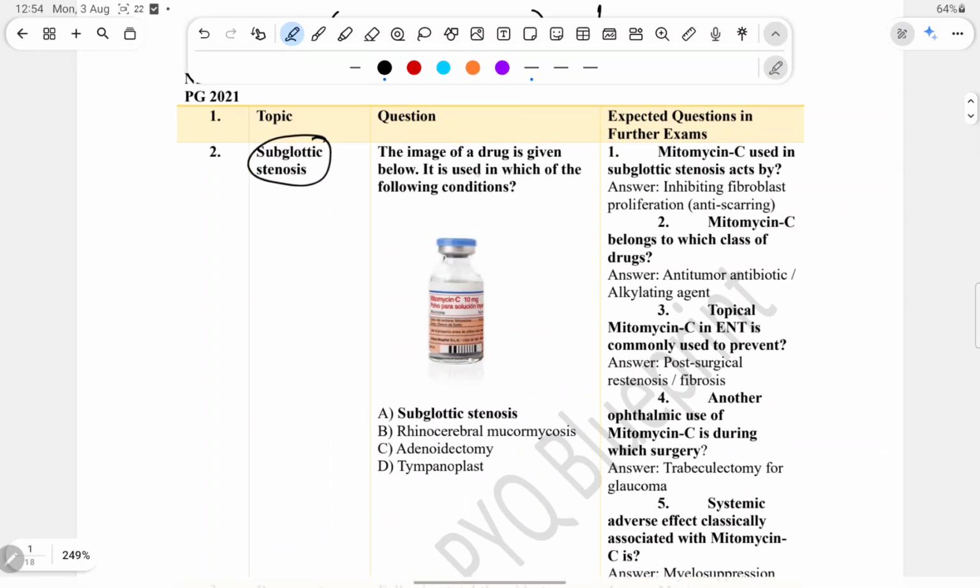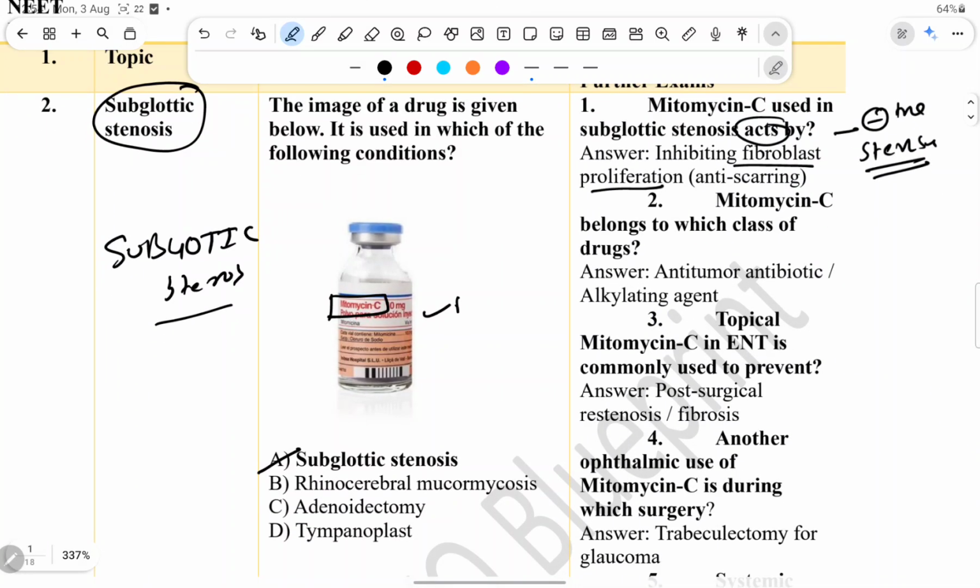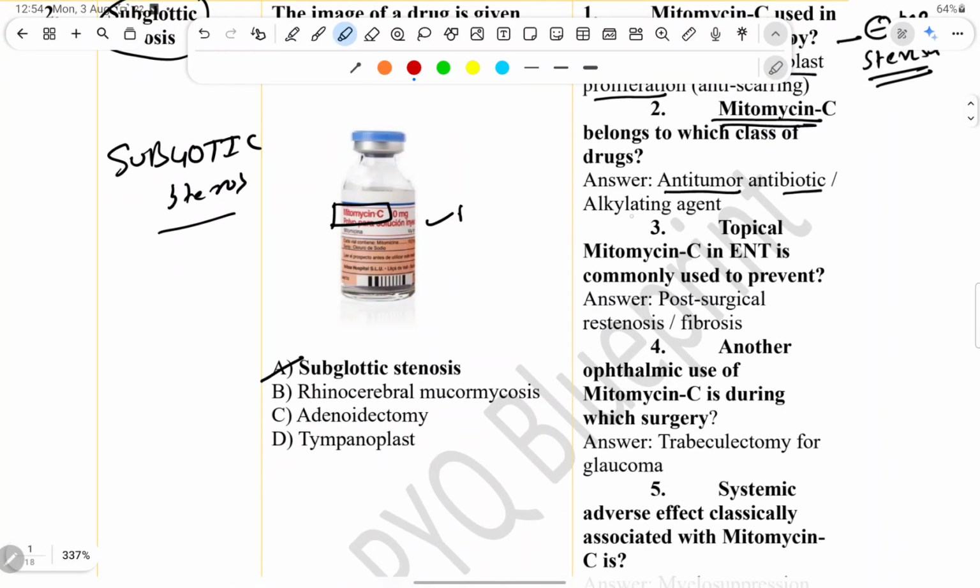The image of the drug given below, since it is showing mitomycin C, it is used in the subglottic stenosis. Okay, which all questions can come regarding this? Mitomycin can be used in subglottic stenosis. How does it act? It inhibits the fibroblast proliferation and thus inhibits the stenosis. Okay. Mitomycin C belongs to which class of drugs? So we have read in pharma that it is an anti-tumor antibiotic drug and it is an alkylating agent.